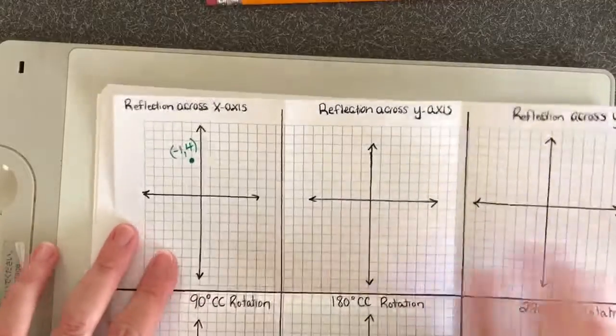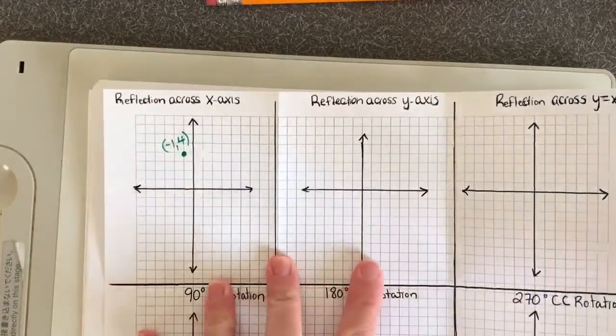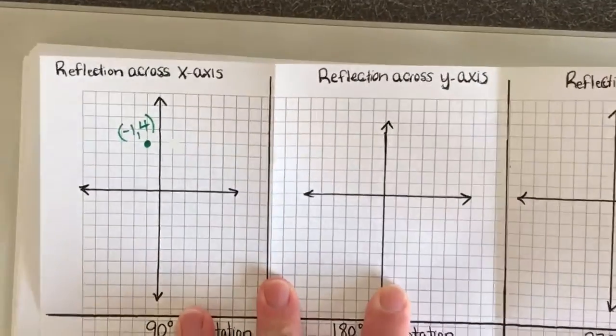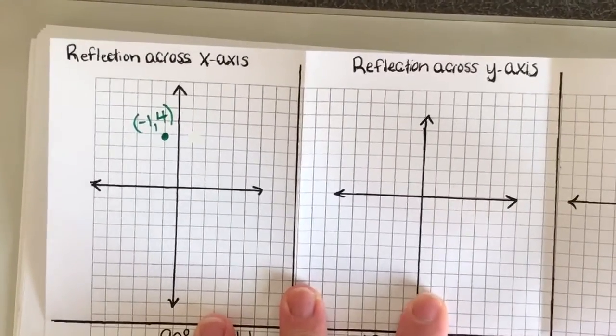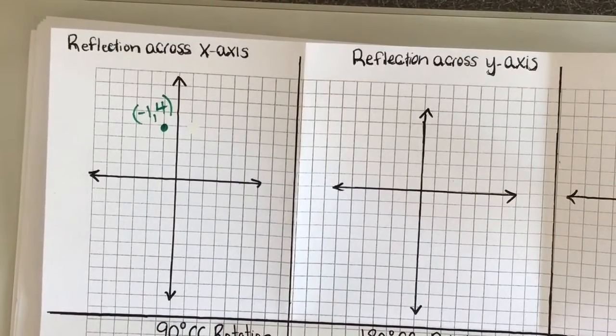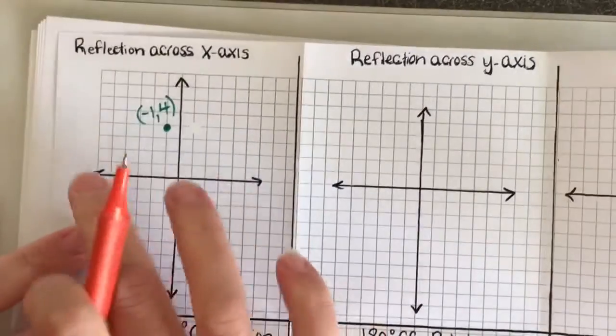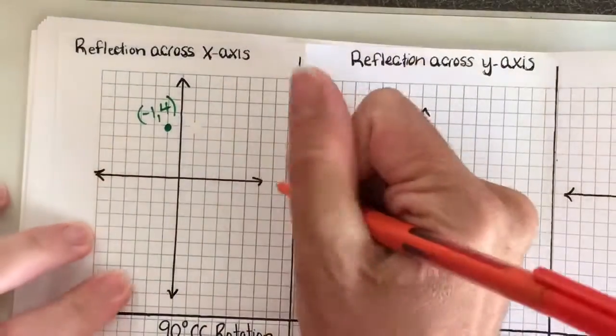So the first algebraic rule we're going to come up with is a reflection over the x-axis. What I like to do is start with a point. It needs to be an easy point, but it also needs to be a point that has a different x value and a different y value. So reflections, you have to have a line of symmetry. In this situation, our line of symmetry is our x-axis.